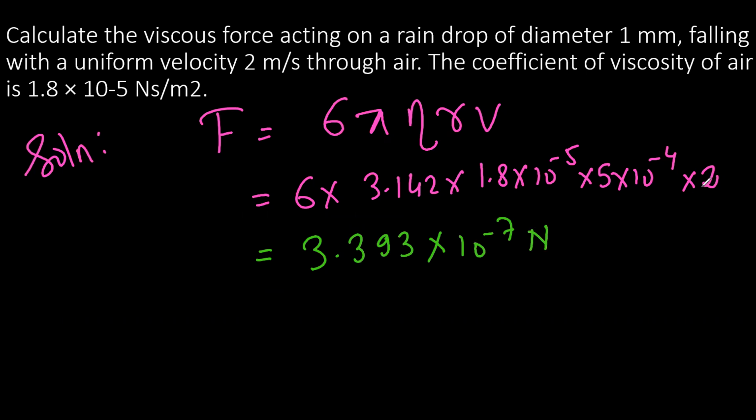See, 5 into 2 is 10 only. So ये 10 raised to power में convert हो. So 6 into 3 and 1.8 ये तीनों ही multiply करें. So what is the answer? 6 into 3 is 1.8 something. This also 1.8. So easy हो जाएगा. So it's 3.393 into 10 raised to minus 7. So this is a force. So this also for 1 mark. Simple. So ये calculation करना है. बस. So 3.393 into 10 raised to minus 7 Newton because it's a force. Okay, so let's go for the next one.